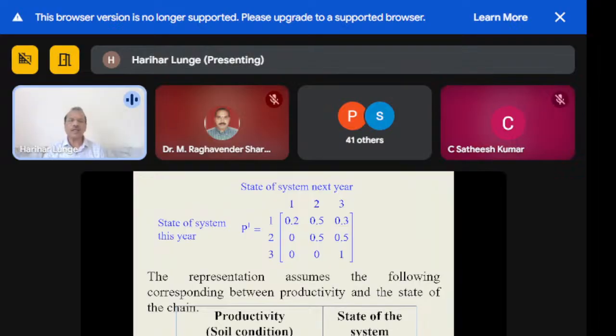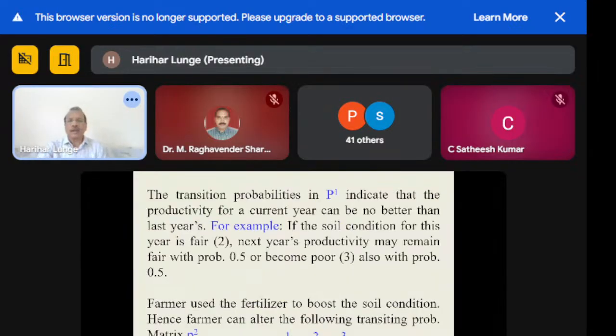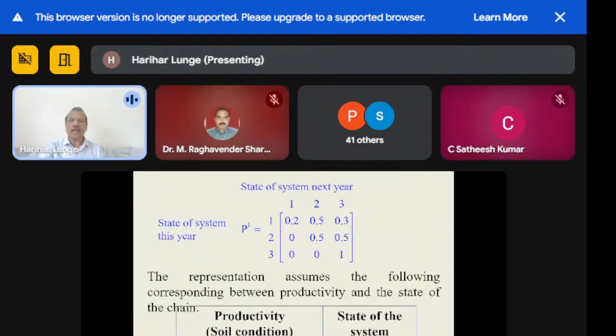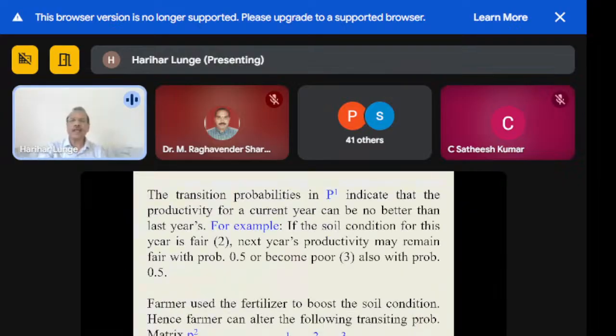And here for the first year, this is the transition probability matrix, giving the state of the system this year and the state of the system next year. So we have this transition probability matrix. Now this transition probability is shown in this P1 matrix. This P1 indicates that productivity for the current year can be no better than the last year.